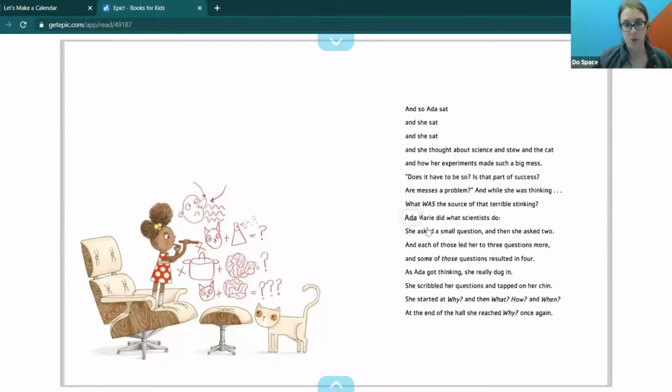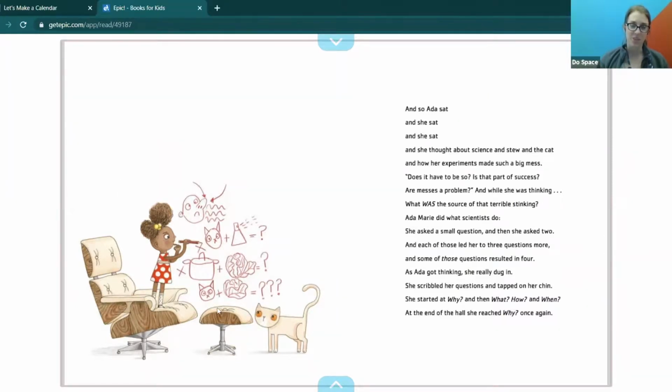And Ada Marie did what scientists do. She asked a small question, and then she asked two. And each of those led her to three questions more, and some of those questions resulted in four. As Ada got thinking, she really dug in and scribbled her questions and tapped on her chin. And she started at why, and then when, how, and or where, what, how, and when. And at the end of the hall, she reached why once again.